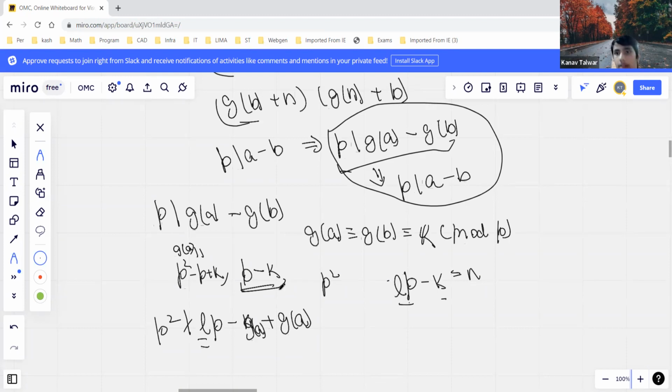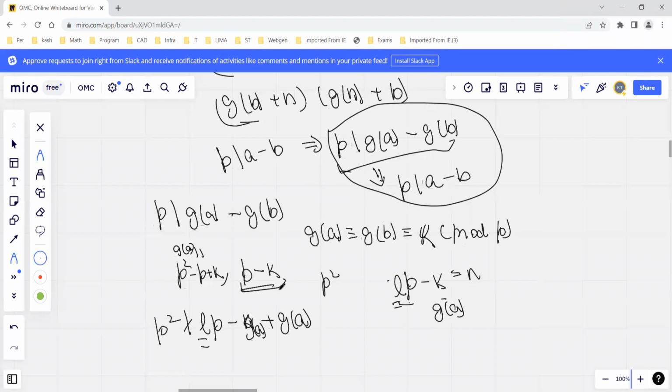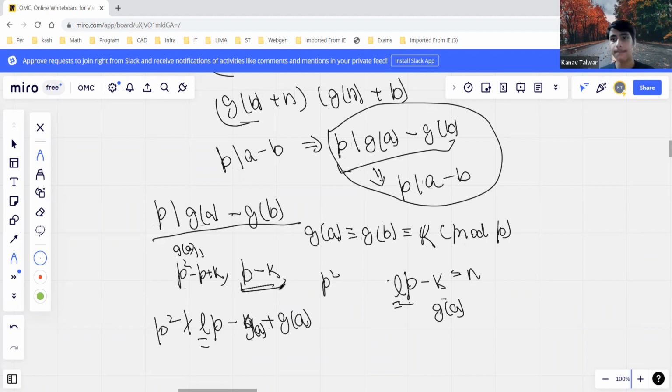Like for simplicity, I'll just put K to be G of A. It wouldn't make much of a difference, because I can choose L to be sufficiently large so that it's positive. So I'll just put K to be G of A. We can actually do it for K itself. What is P equal to again? P is a prime dividing G of A minus G of B. Fine, let's just do it for K.